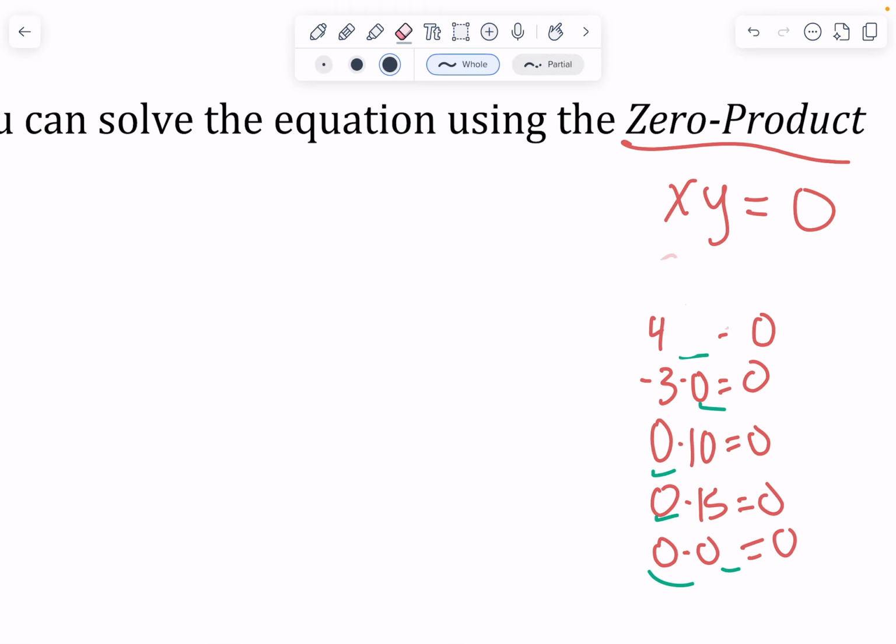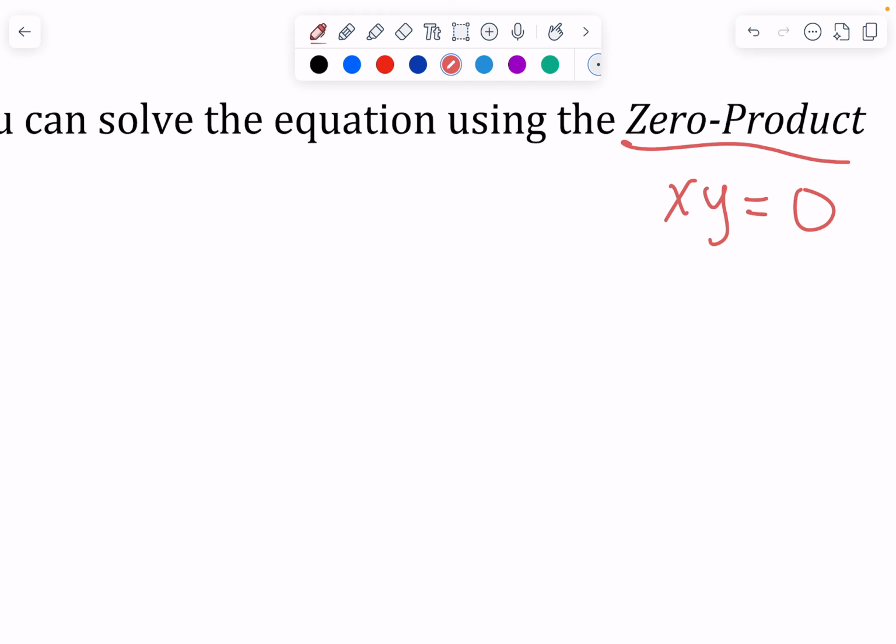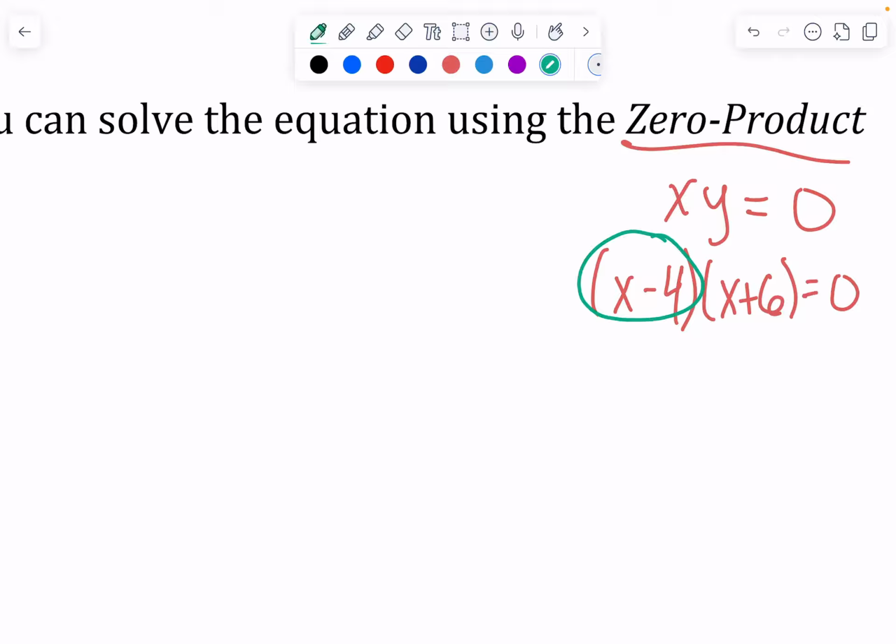If I give you a polynomial in factored form, x minus 4 times x plus 6, okay? If I have 2 quantities that multiplied together give me 0, then what that means is either the first one has to equal 0 or the second has to equal 0. Or they could both equal 0, okay? But this is the idea. So in order to use the zero product property, you need 0, and you need there to be a product, a multiplication of 2 things, okay? Which is why you have to factor, because by factoring, you create this multiplication, okay?